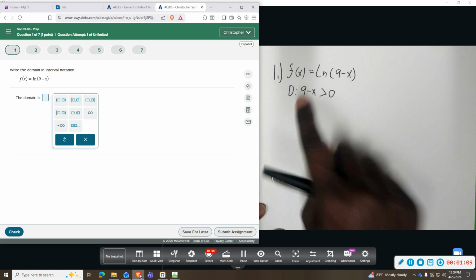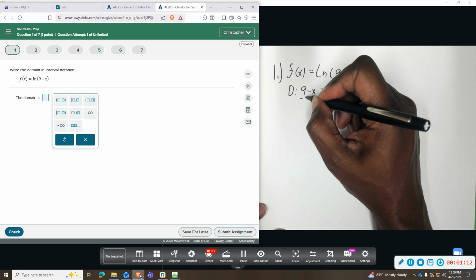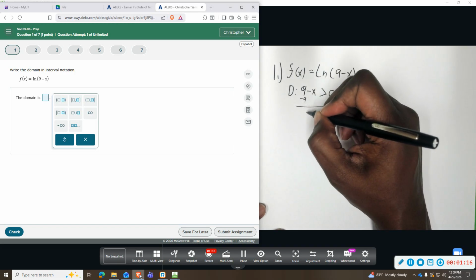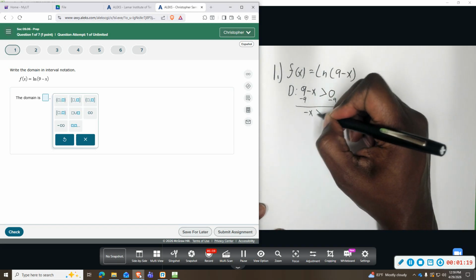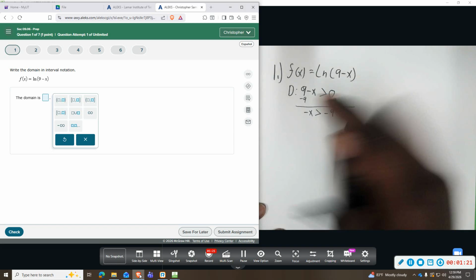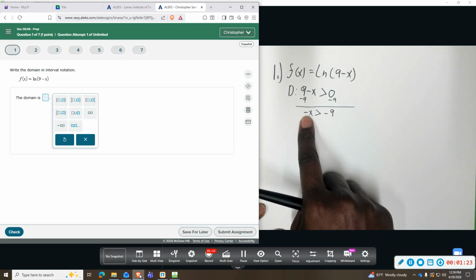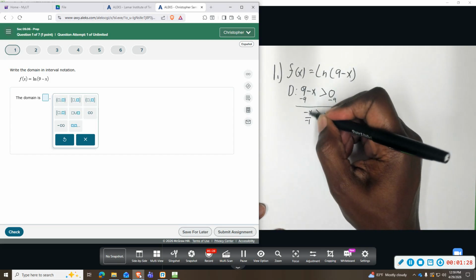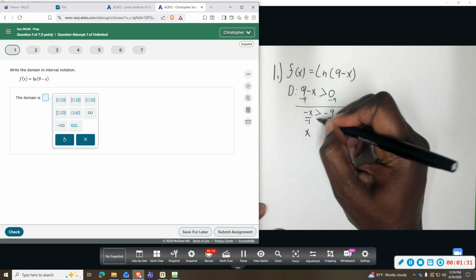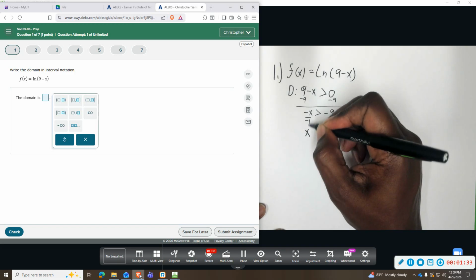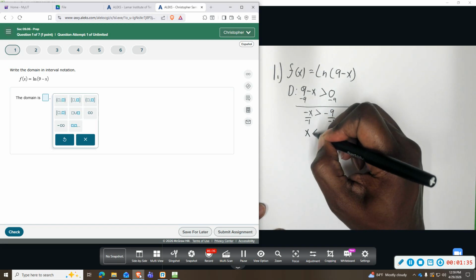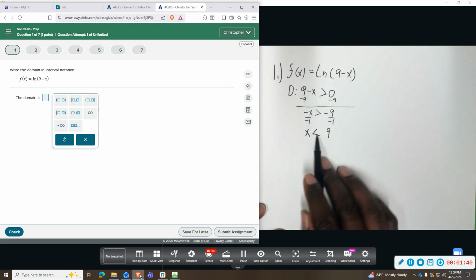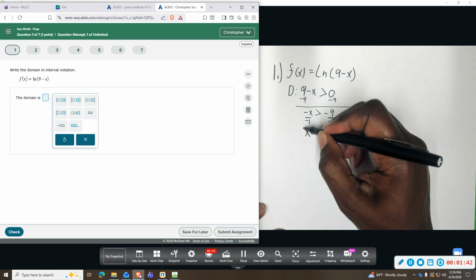We're going to solve for x. Subtract 9 from both sides. That will go away, and we get negative x is greater than negative 9. Okay, so we don't want to have a negative x. It needs to be positive, so we're going to divide by negative 1. Negative divided by negative is a positive. Whenever you have an inequality symbol and you multiply or divide by a negative, that sign gets flipped. So our domain is x is less than 9.